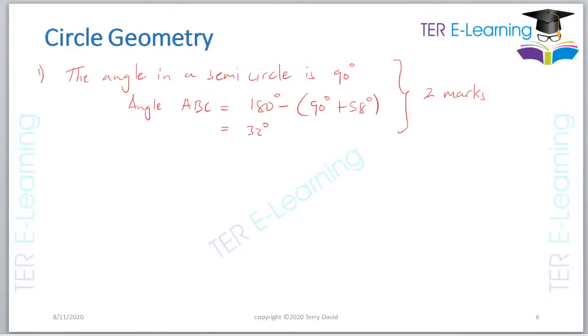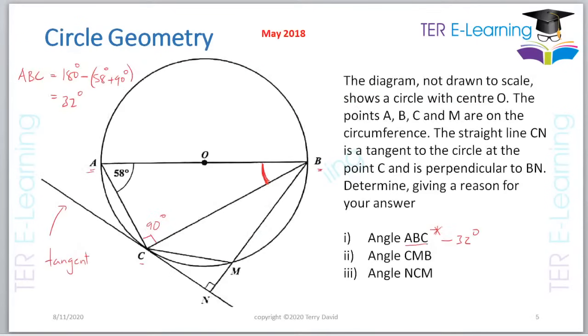Now, one of the tricks that you need to do when it comes to these questions, you need to write on the diagram. Now, you get to write on the exam paper, right? So whenever you work out an angle, please put the angle on the diagram. So this here is 32 degrees, right? You worked that out already. Now let's look at the second part.